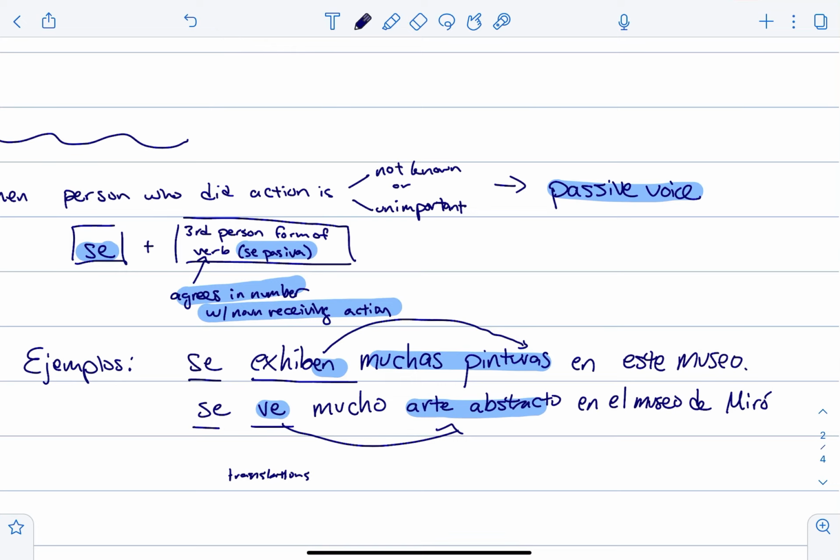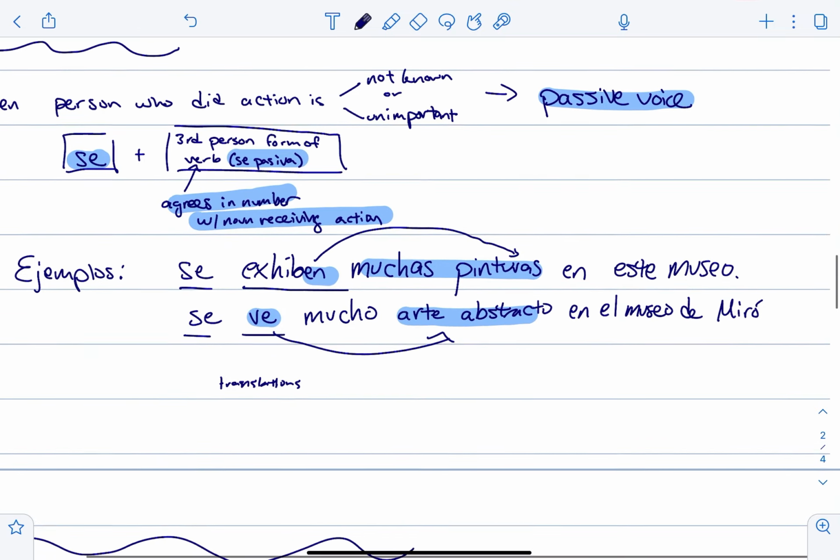I'll say them again for you. Many paintings are exhibited in this museum. A lot of abstract art is seen in Miro's museum.